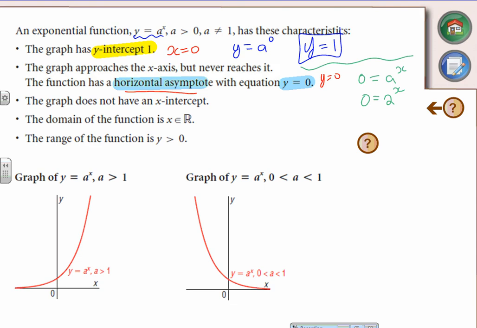The domain: we can plug in anything for the x. But our range now is everything above this asymptote line on the x-axis. So it's greater than, but not equal to, 0.